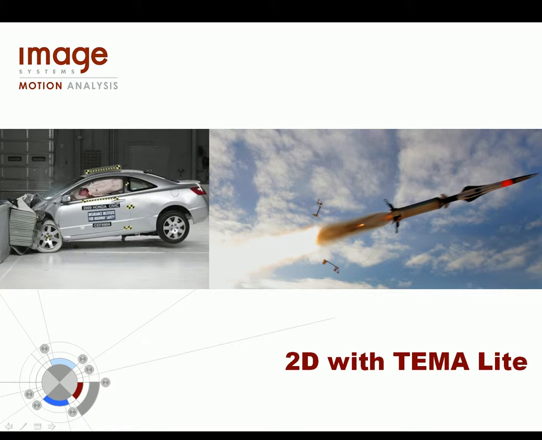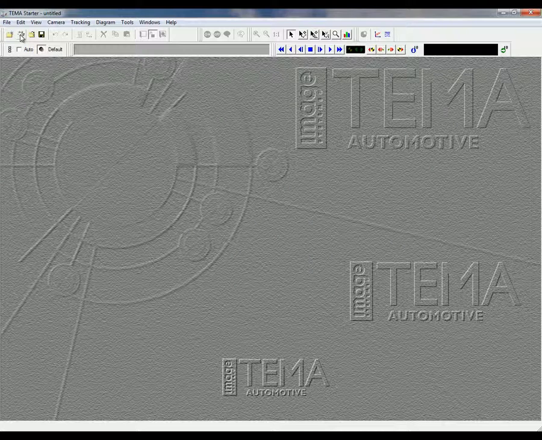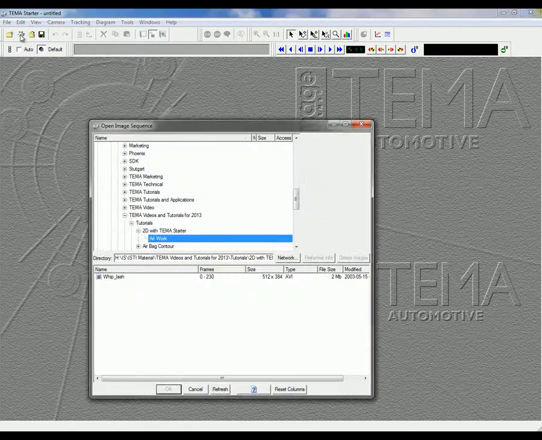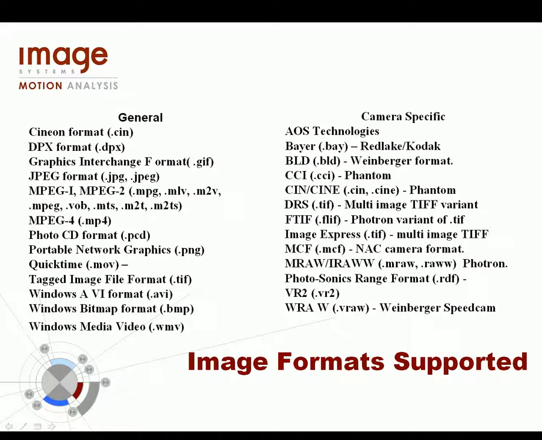This tutorial covers 2D tracking with TEMA Lite. To start tracking, you first go to the New View on the File menu or the New View icon and pick an image file. The only files that will show here are the ones that can be read by TEMA. This is a listing of the types of files available. Check the most current listing with your TEMA agent.